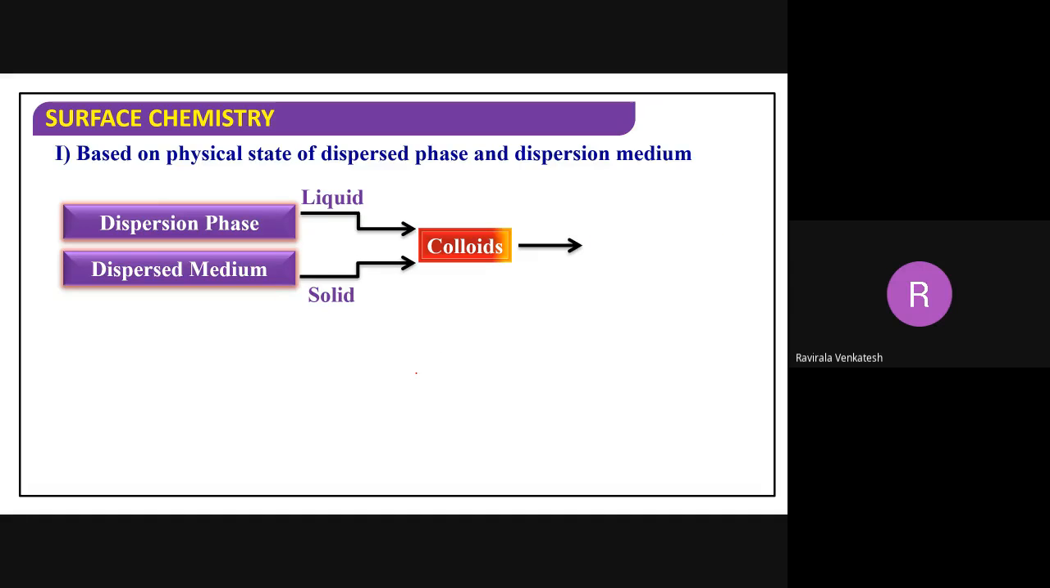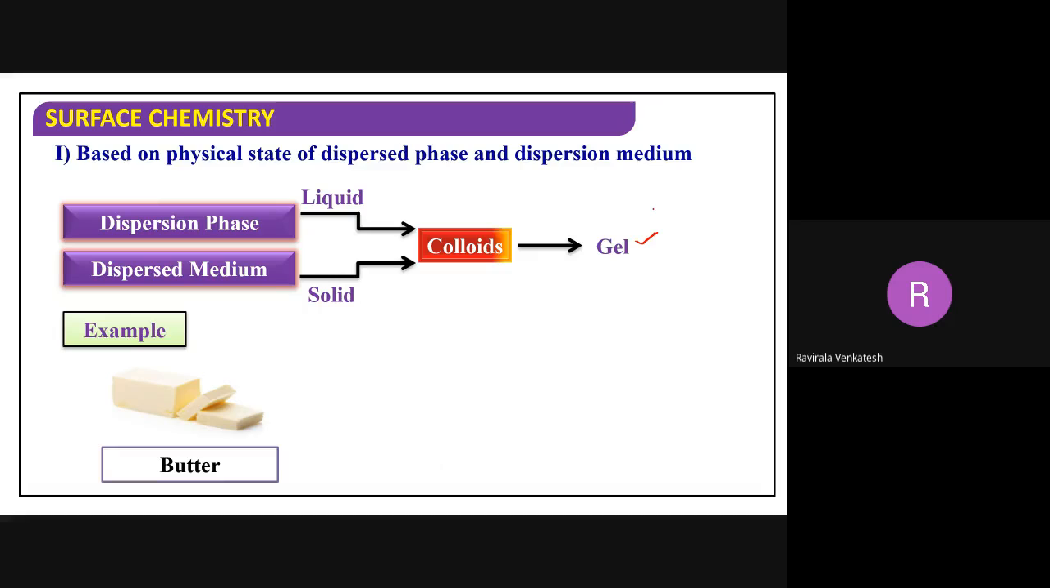Liquid in solid: dispersion phase liquid, dispersion medium solid. Again, it is called a gel. Here it is called a gel. Gel is an example actually. You can take butter.